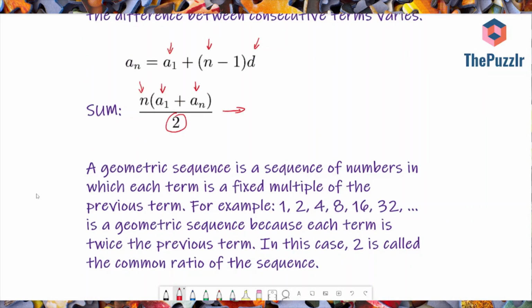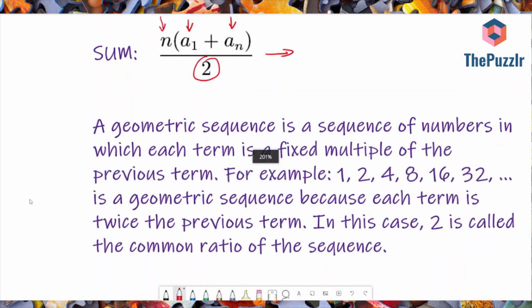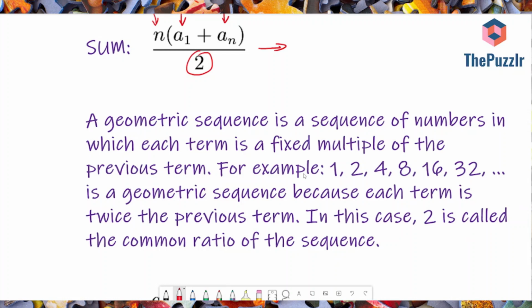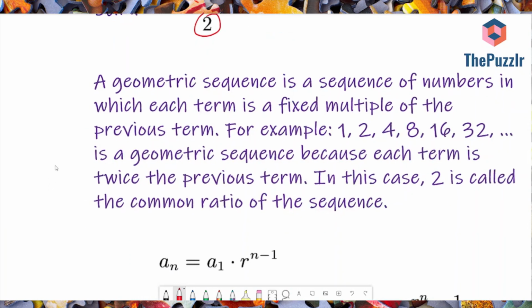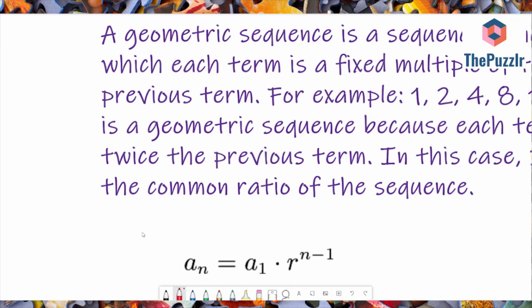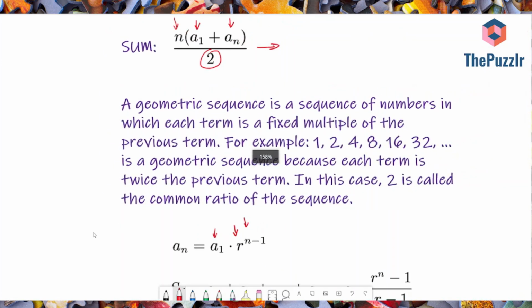A geometric sequence is a different type of sequence, in which each term is a fixed multiple of the previous term. For example, 1, 2, 4, 8, 16, 32 is a geometric sequence because each term is twice the previous term. In this case, 2 is called the common ratio of the sequence. To find the nth term of a geometric sequence, an is equal to the first term times the ratio r to the power of n minus 1. So n is just the term that you're trying to find.